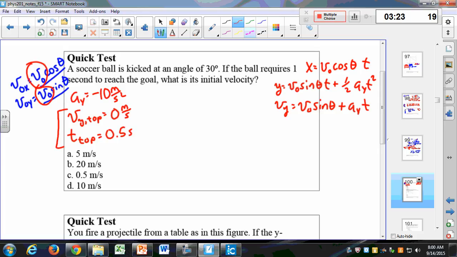So this is sort of a fixed point where I know both the time and the velocity in the y direction. I don't know the initial velocity, but I do know that the angle is equal to 30 degrees. So in this way, it's a little bit different from the first problem that we worked, where I don't know the initial velocity now.